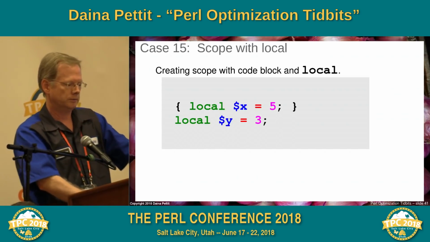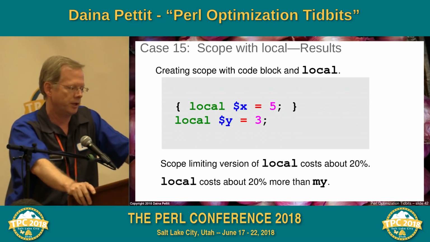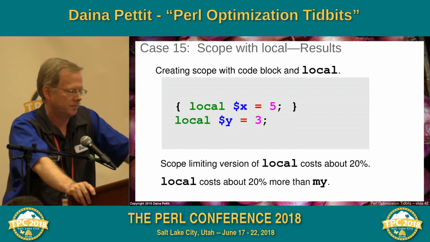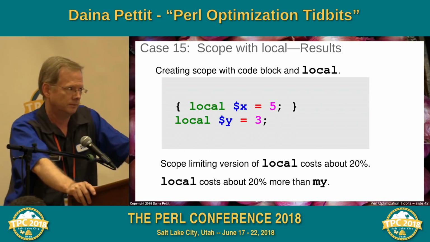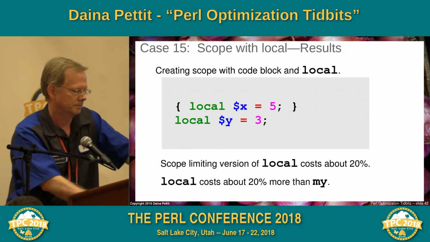If we use local with scope, is it any different? It turns out it is. It's about 20%, so it's a lot better. So my is actually kind of expensive. But in the case of here, if we're comparing, the local costs 20% more than the my.